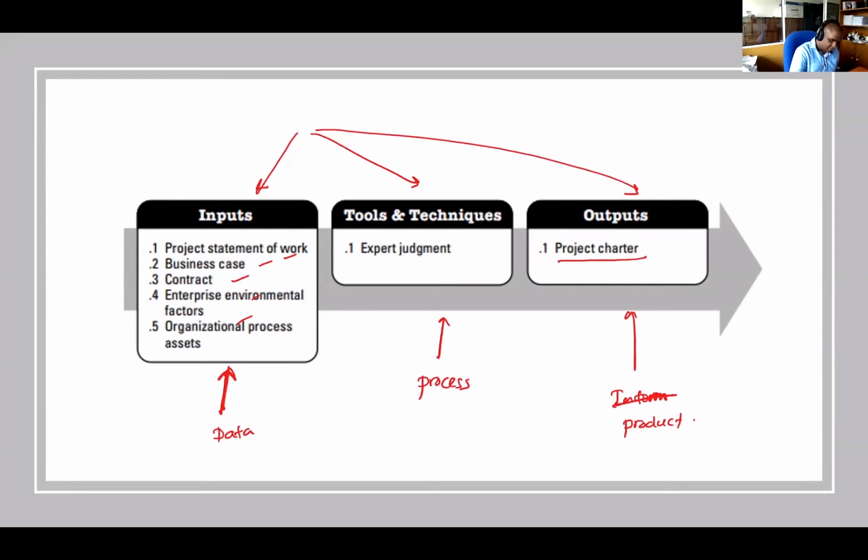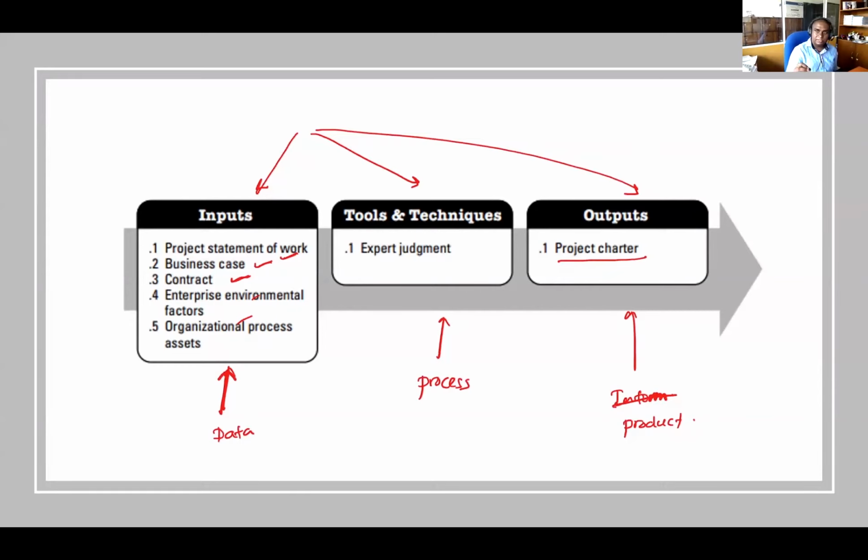So here, in your case, you have to have a statement of work. You have to have a business case, whether it is working or not. You have to have a contract. So you have to develop all these, right? You can take a contract and adapt it to your project. That I don't mind. Enterprise environmental factors and organizational processes we will discuss in a while.